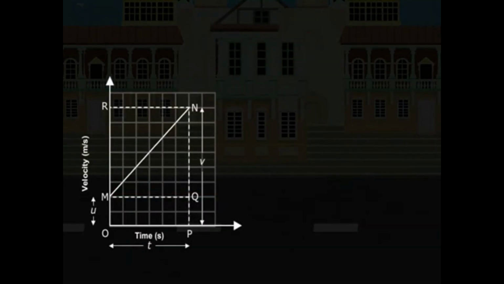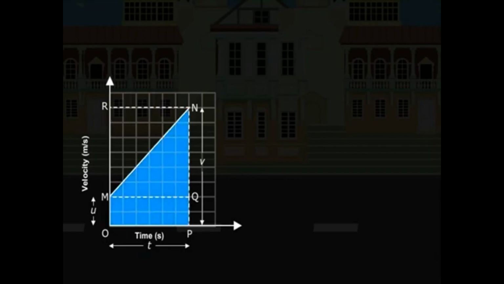What do you see? Initial velocity u, that is OM, which is of course also equal to QP. Final velocity, that happens after time t. Look at the graph. It is OR or NP. Time t is OP, as you can see from the graph, which is also equal to MQ. Now this straight line MN, can you see that? This is the critical line. It represents the velocity-time curve. Now in this case, it happens to be a straight line.